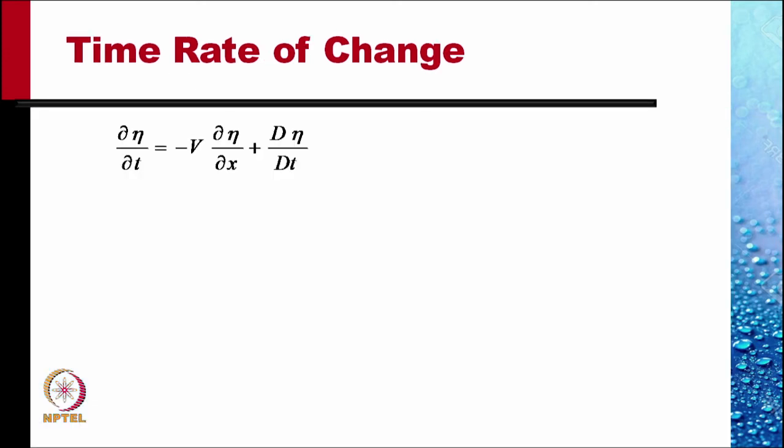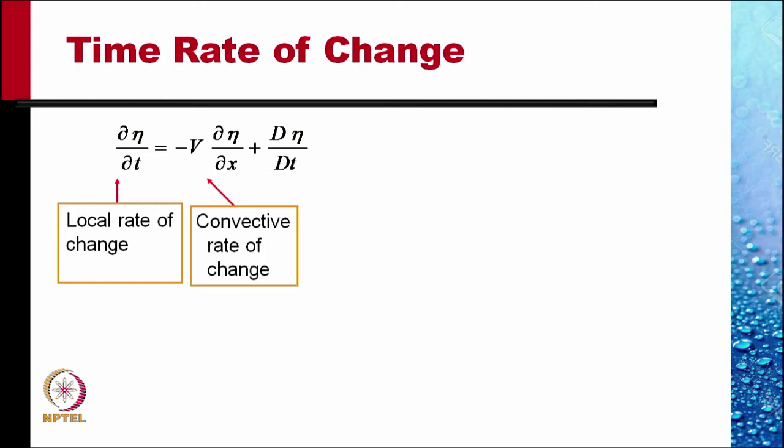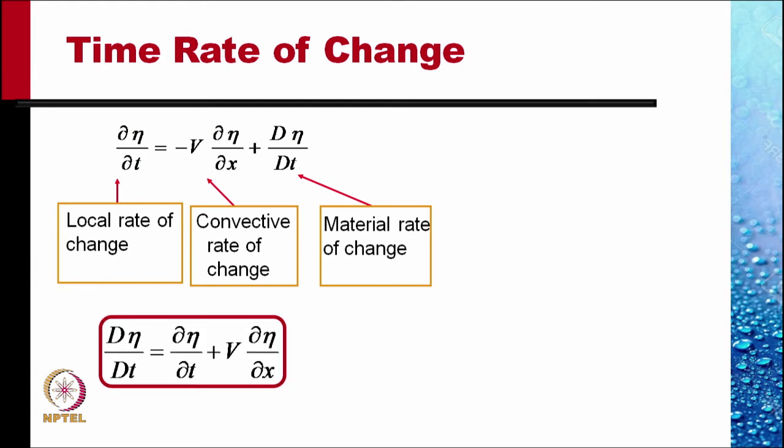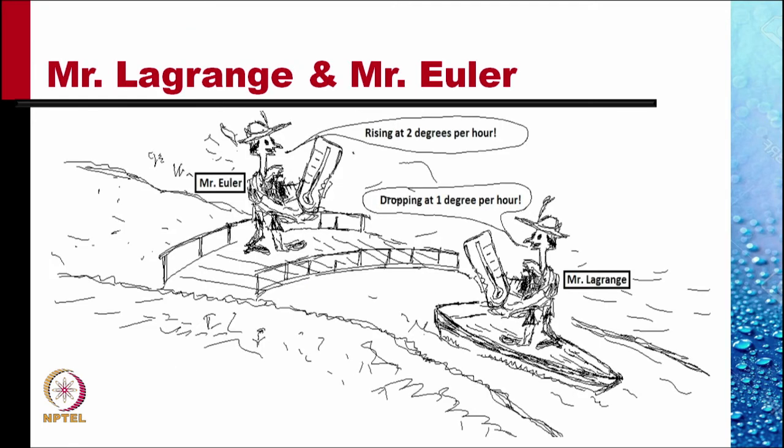So, to repeat, the local rate of change del eta by del t is made up of two changes. One, the convective rate of change, and the other, the material rate of change. This equation is conventionally expressed in this form. D eta by D t, the material rate of change, is equal to the local rate of change plus the convective rate of change.